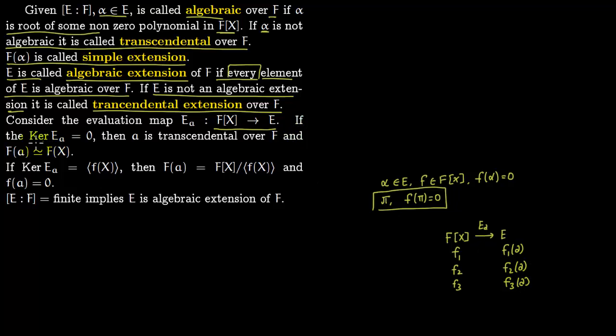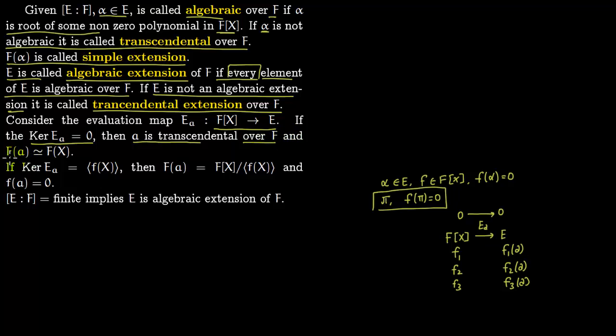Now if the kernel of E_alpha is 0, so that only 0 gets mapped to 0, then there is no polynomial f1, f2, f3 or any polynomial in F[x] for which the evaluation f1(alpha), f2(alpha) is 0, because the kernel is 0. None of these polynomials lie in the kernel. That means alpha is not a root of any of these polynomials. So therefore alpha is transcendental. It is not a root of any polynomial.